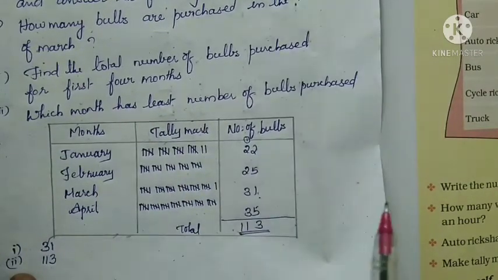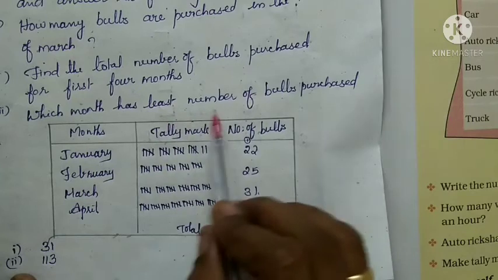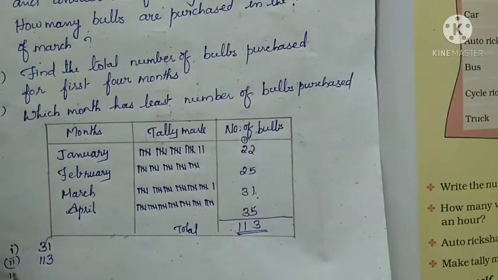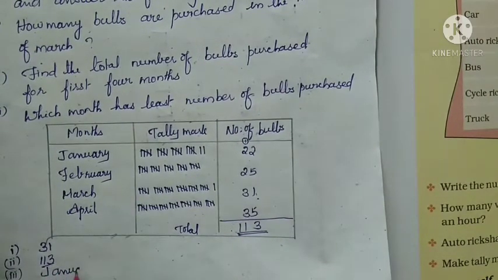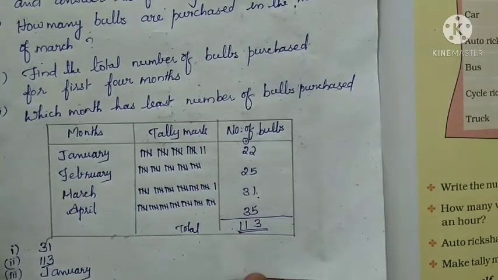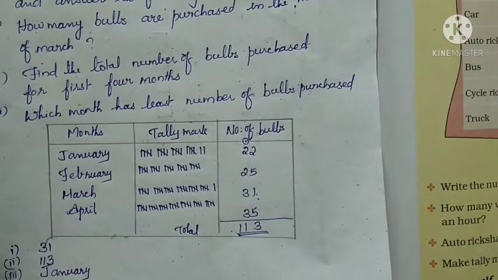That means, which month has very less number of bulbs purchased? Which month? That is the least. Least means very less number purchasing. That means January. So, the third question answer is January. So, all of you understand this section? Okay. Move to the next question.